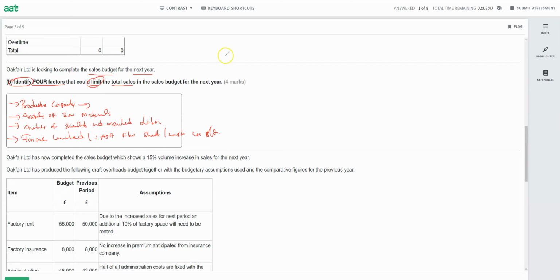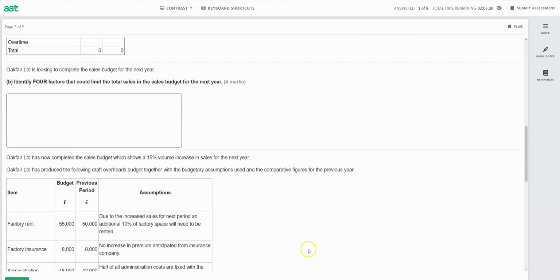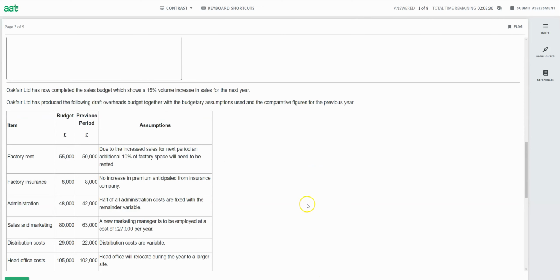Alright, so we are happy with that. The next one, we like to move on. The next question is also relevant to our writing task. So let's have a look. O Limited has now completed the sales budget, which shows a 15% volume increase in sales for the next year. O Limited has produced the following draft overhead budget together with the budgetary assumptions used and comparative figures for the previous year. So they are showing the comparative from the previous year and also the budget for this year, and they're using the assumptions.